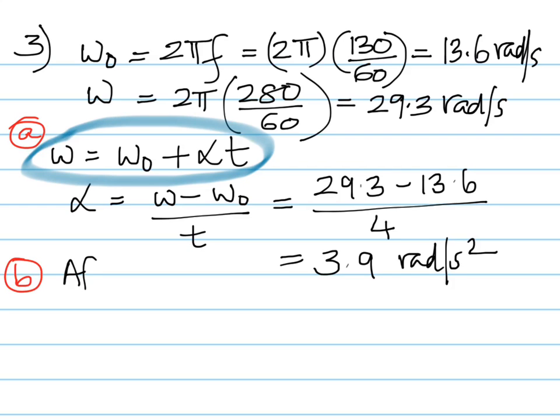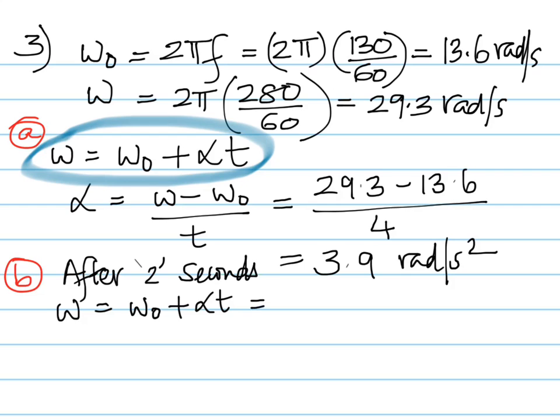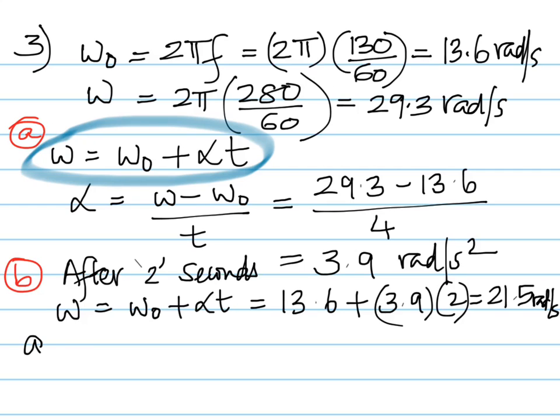All right, the B part. After 2 seconds. That's what the question says. First, find the omega after 2 seconds. So omega naught plus alpha t. You see that just now we got alpha as 3.9, right? Alpha times 2. Initial angular velocity is 13.6. You see that on top, right? 13.6 plus alpha times t gives 21.5. So that is the angular velocity.